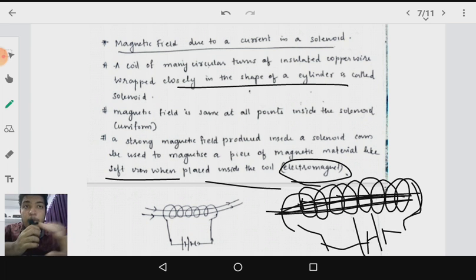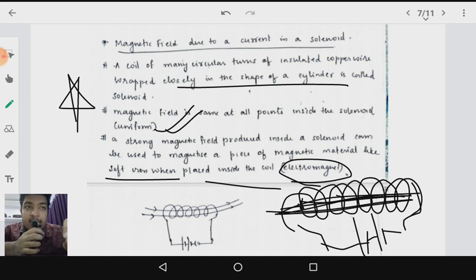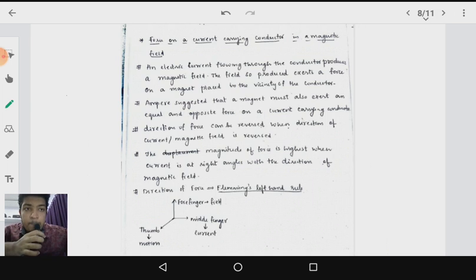So this is an important point related to the electromagnet. One to two mark questions can be asked based on the electromagnet, and also questions can be asked regarding what the magnetic field is at each and every point inside the solenoid. Even that can be asked in the exam.